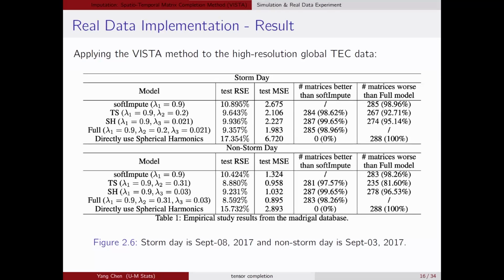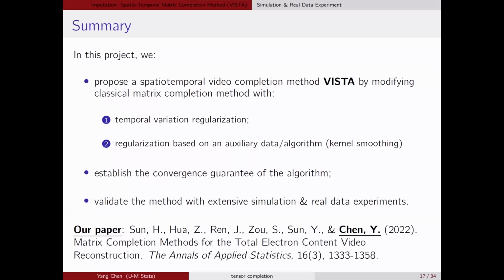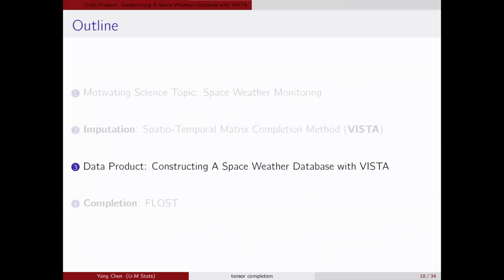So we did different kinds of tuning procedures for the storm day and non-storm day separately. And we were able to show that for the majority of the frames and time slots that we look at, we can improve on top of all of the existing approaches in terms of this imputation algorithm. So as a summary, in the VISTA algorithm, we were able to use temporal information, spatial continuity, and real data to give a fully imputed total electron content map over the past 15 to 20 years.